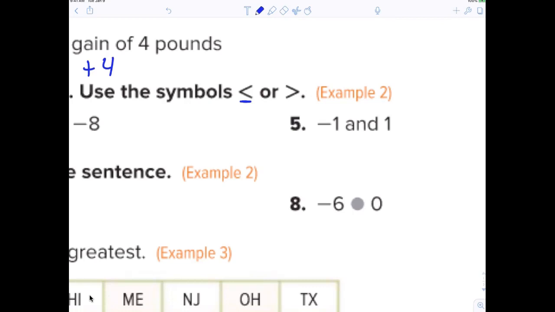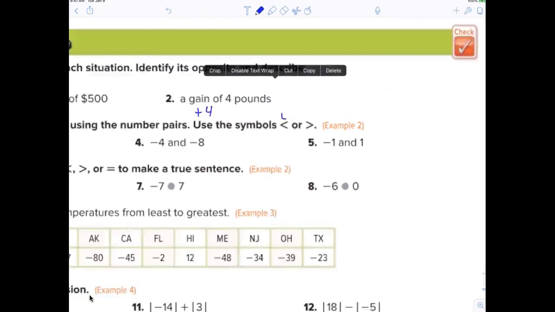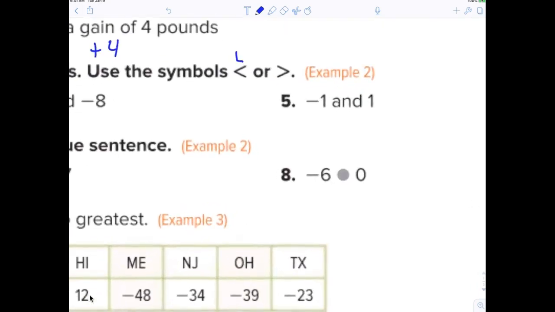So here's how I did it. To me, watch how silly this is. That looks like an L for less than. It's a tilted L, right? And then this symbol right here looked like a G for greater than.